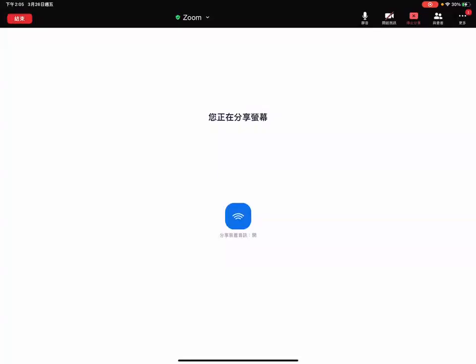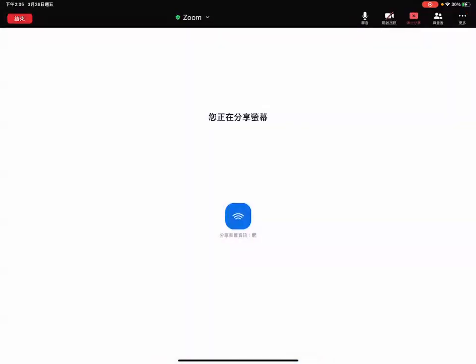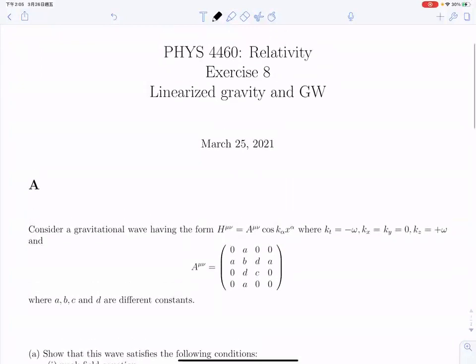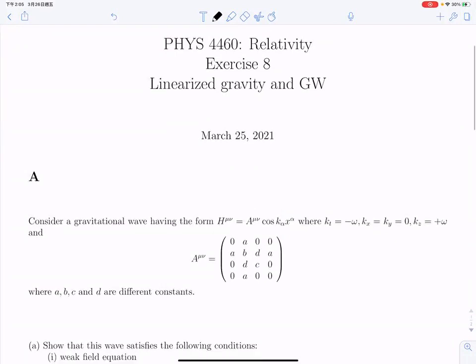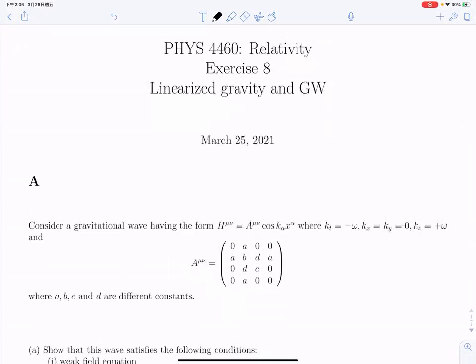During the consultation hour, I will turn off the recording and you can feel free to ask whatever you want. I will give an example you can see on the Blackboard. If you cannot see it, please tell me immediately. Here is exercise class 8 about linearized gravity and gravitational waves.